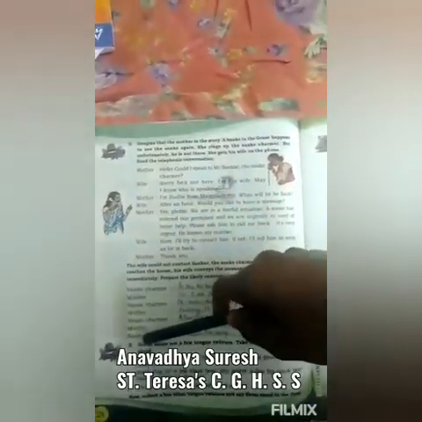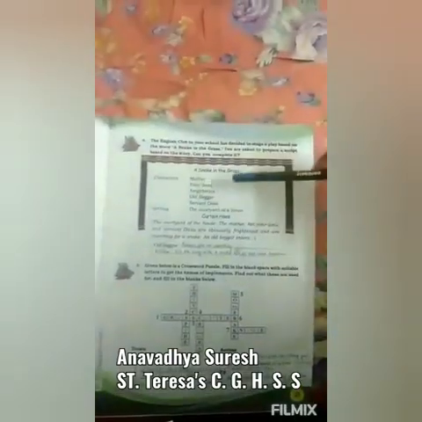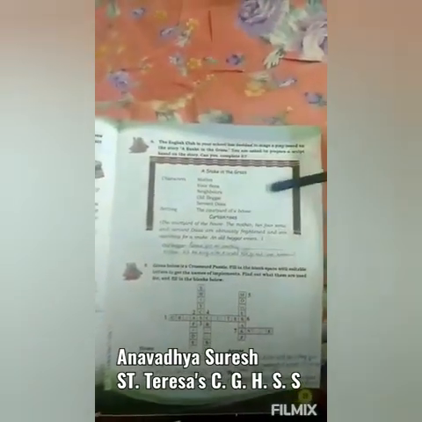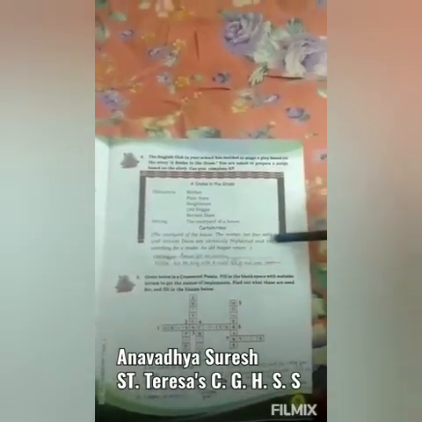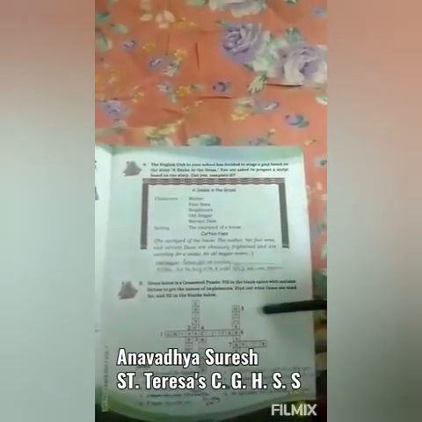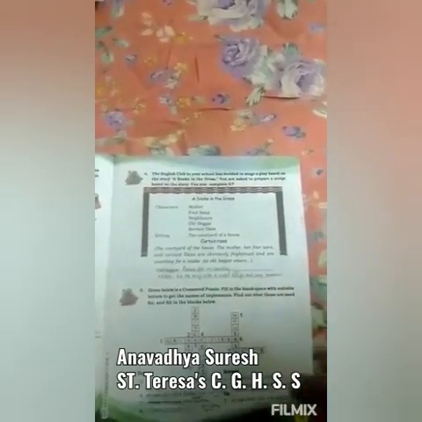In the third activity, we have to collect a few tongue twisters. In the fourth activity, we have to prepare a script based on the story. The beginning of the script is given here. We have to complete it. Coming to the fifth activity, a crossword puzzle is given. We have to complete it and we have to make the crossword questions.